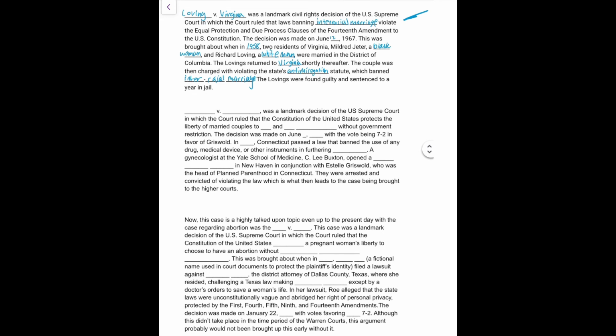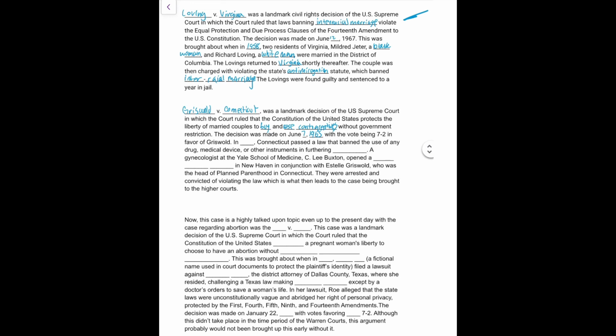All right, so our next one is Griswold versus Connecticut. And this was a landmark decision of the U.S. Supreme Court in which the court ruled that the Constitution of the United States protects the liberty of married couples to buy and use contraceptives without government restriction. This decision was made on June 7th of 1965, with the vote being a 7-2 decision in favor of Griswold.